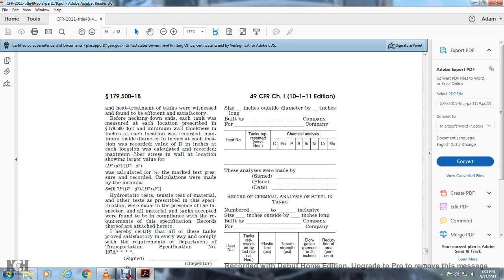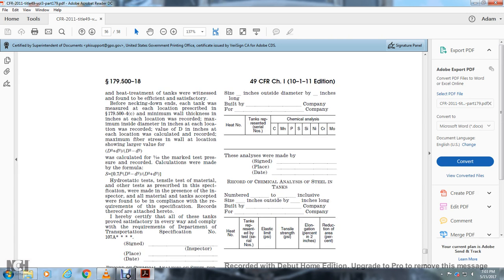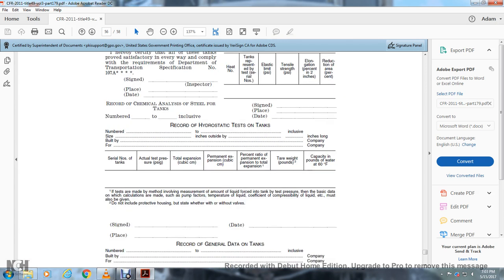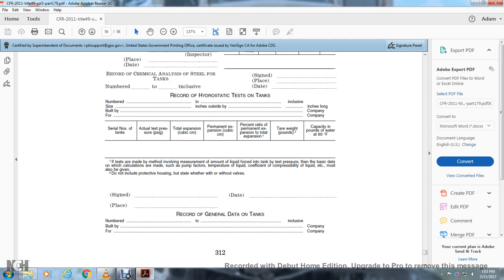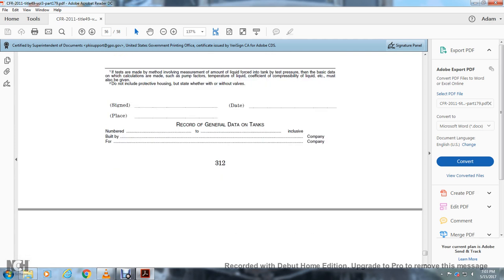These analyses were made and recorded, with the chemical analysis and steel number to inclusive, size outside inside inches, built for company for company. Heat number, treatment, represented by elastic limit PSI, tensile strength PSI, elongation percentage in 2 inches, reduction in area percentage. Record of hydrostatic testing: tank serial number, actual test pressure, tank total cubic centimeters, permanent expansion cubic centimeters, percent ratio, expansion, total expansion, tare weight, and capacity, pounds per hour. Sign, date, place, and the general data, tank data of tanks, number built, number to inclusive, built by, for, and company.